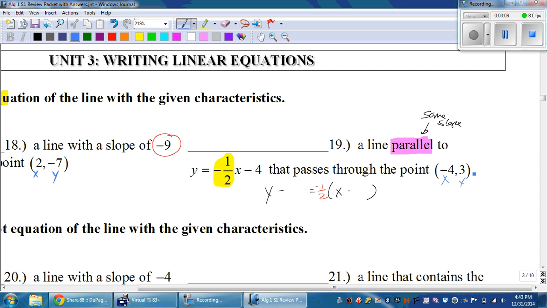And remember which one's your x and which one's your y. And same thing that happened with number 18, since I have two negatives with that -4, it turns to a positive. So all they want is point slope, so this is how I'm leaving my answer. y plus 4 equals -1/2 x plus 4.